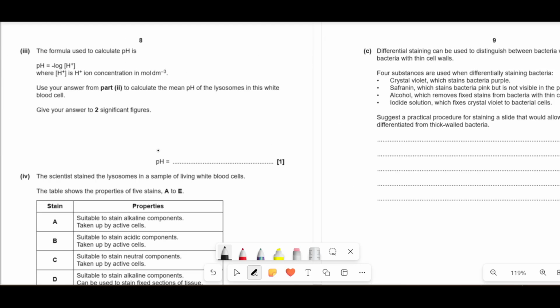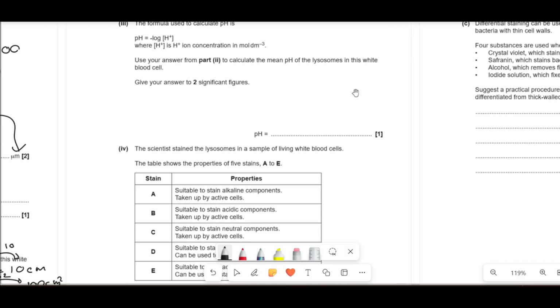There you go. So now it says the formula used to calculate the pH is negative log to the base 10 of the concentration of H+, where H+ is the concentration in moles per decimeter cubed.